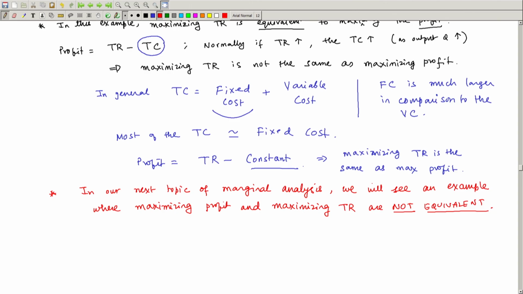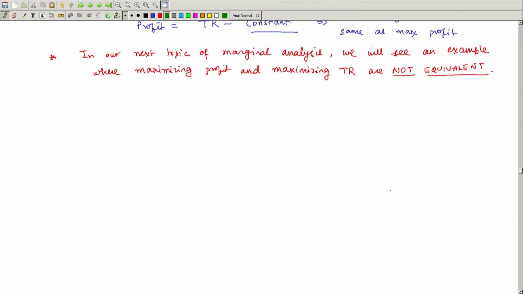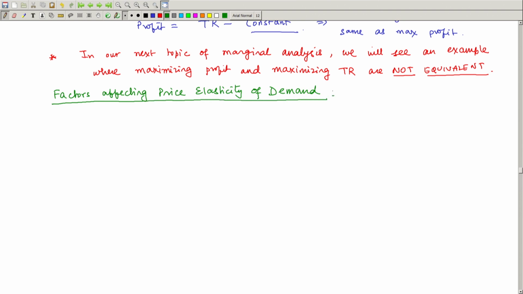Before we get there, there is just one small part on factors that affect price elasticity of demand. So, let us discuss that before we get into marginal analysis. Factors affecting the price elasticity of demand. Okay. Now, the first important factor which influences the price elasticity of demand is the availability of substitutes.